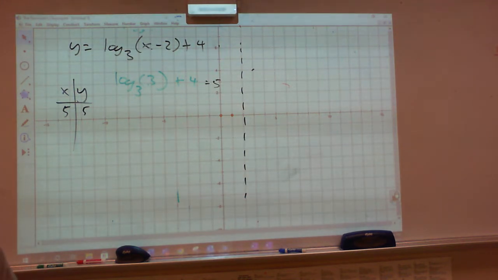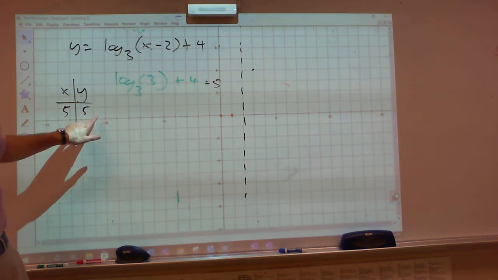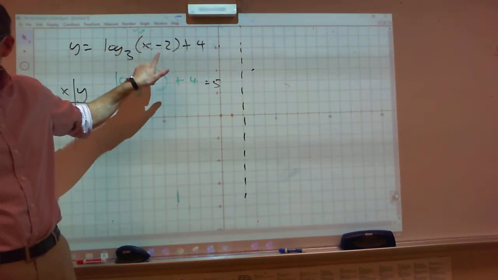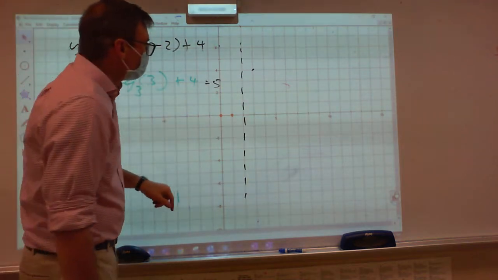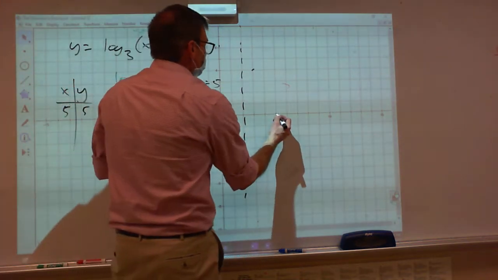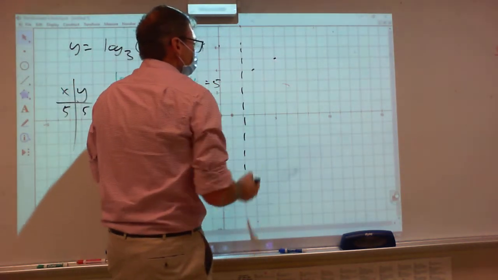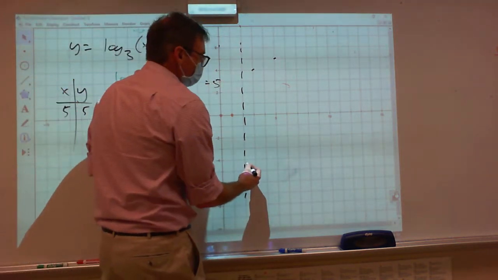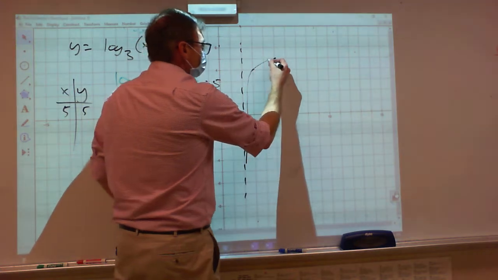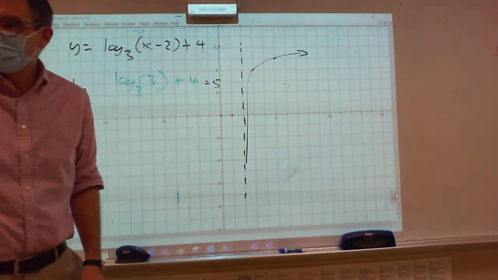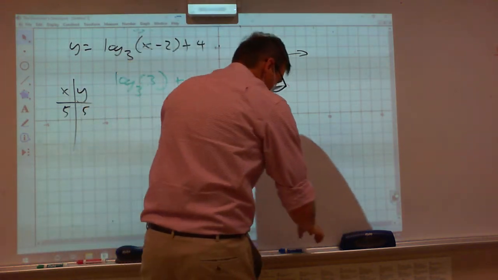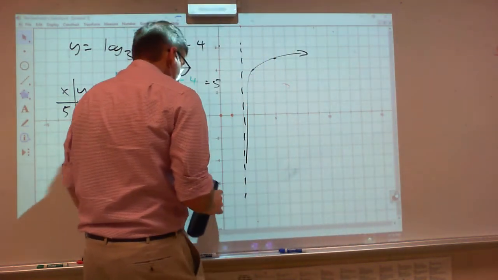Probably should have thought that out. I didn't want to have 5 and 5. This 5 is the y value. This 5 is the x value. We'll do another one. But what we end up with is at 5, we have 5. We have our second point. And now ALEKS can draw this. And now Khan Academy can draw this. Let me try this again, and hopefully I pick better numbers than this.